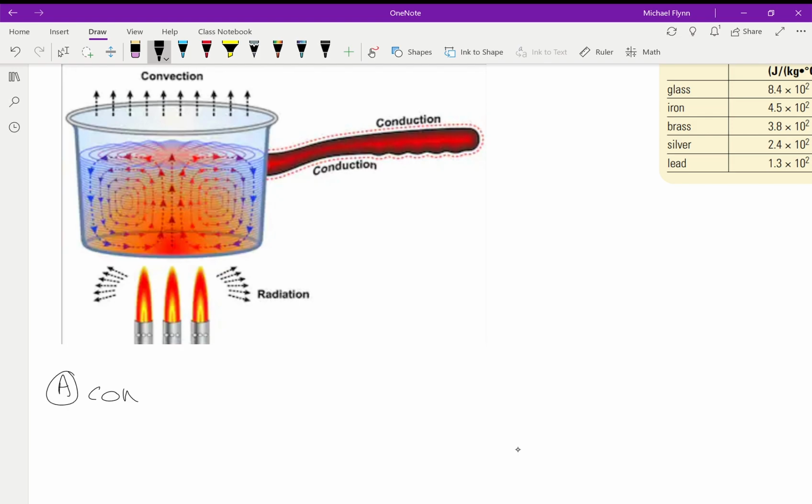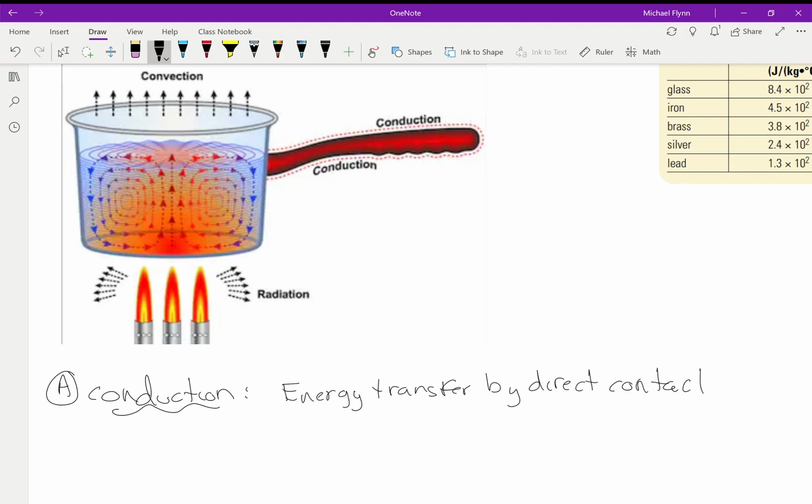Let's go A here. Conduction is a heat transfer. Let me write it like this: energy transfer by direct contact. And this is where collisions take place between the molecules.